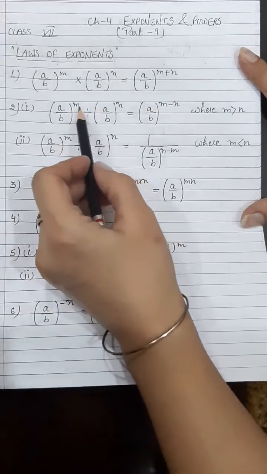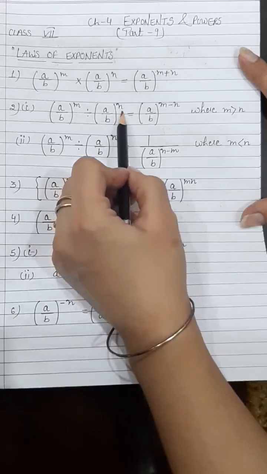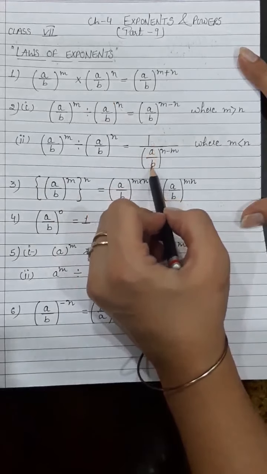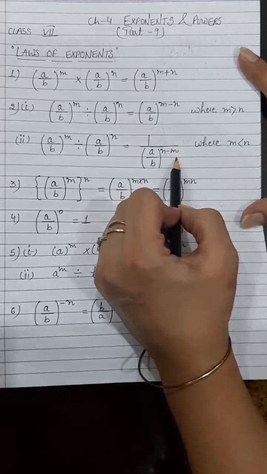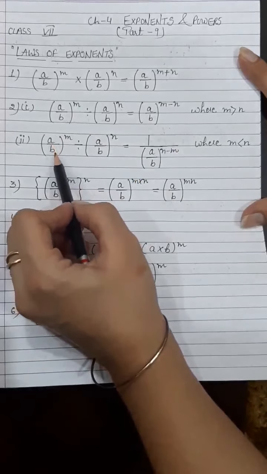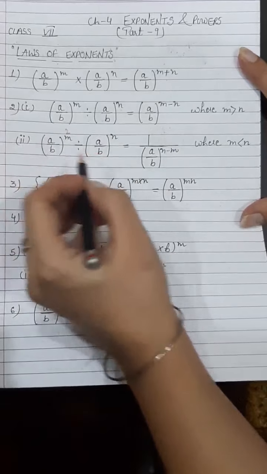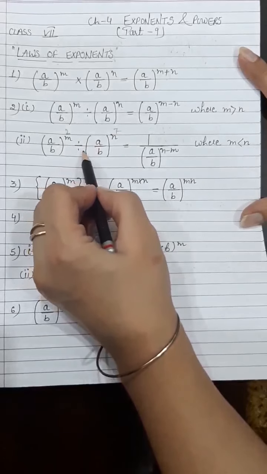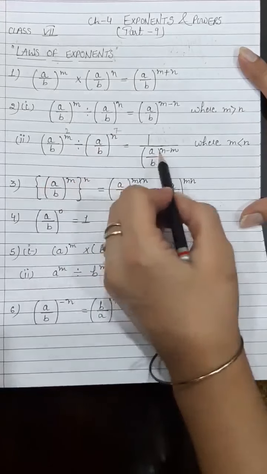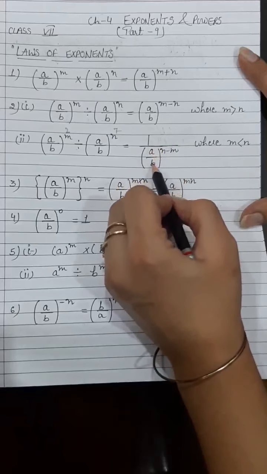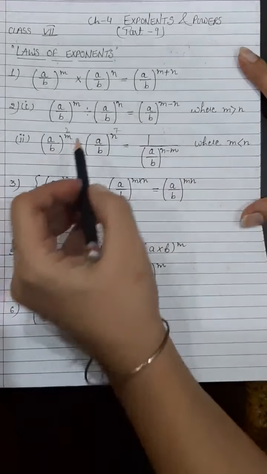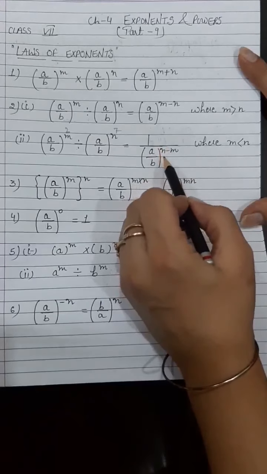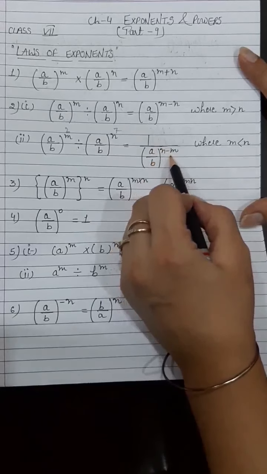Now if m is less than n, in that case what you will do, you will write 1 upon a upon b to the power n minus m, right? In that case, a upon b to the power 2 and a upon b to the power 7 and in between a division sign is there. So in that case you will write 1 upon a upon b to the power n minus m, 7 minus 2, so you will write 5. Clear? So 1 upon a upon b to the power n minus m.